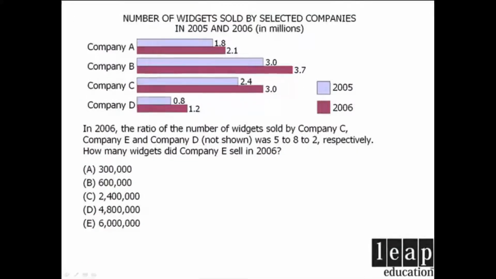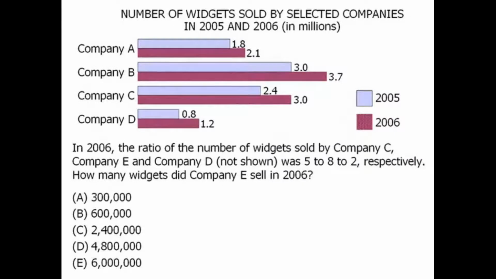All right, to begin, the question tells us that the ratio of widgets sold by companies C, E, and D is equal to 5 to 8 to 2. Now, if we focus on this portion here of our ratio, we see that the ratio of E to D is equal to 8 to 2, which we can simplify to be 4 to 1. We'll use this information to write an equation.